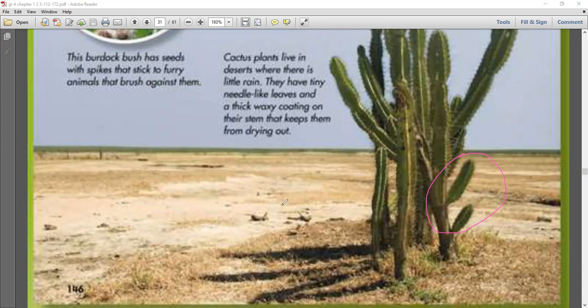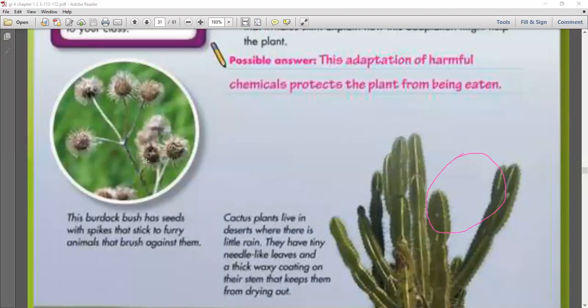And there is another plant in another picture on the same page. If we look at the seeds of this plant, they have a different shape. They have something on the seeds to stick to animals. Do you remember when we talked about seed spread? Seeds can move from one place to another with the help of animals.